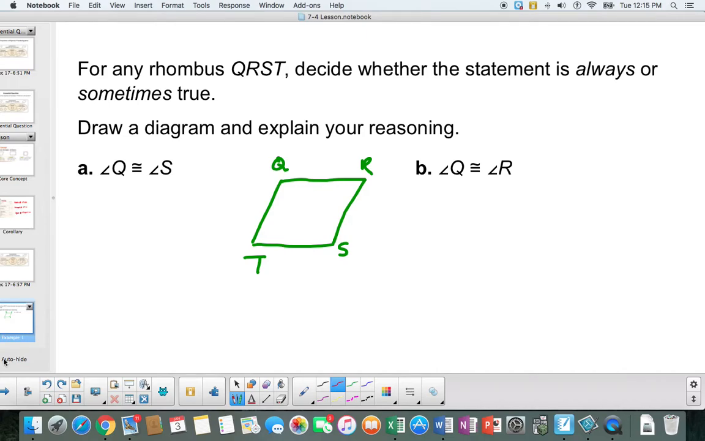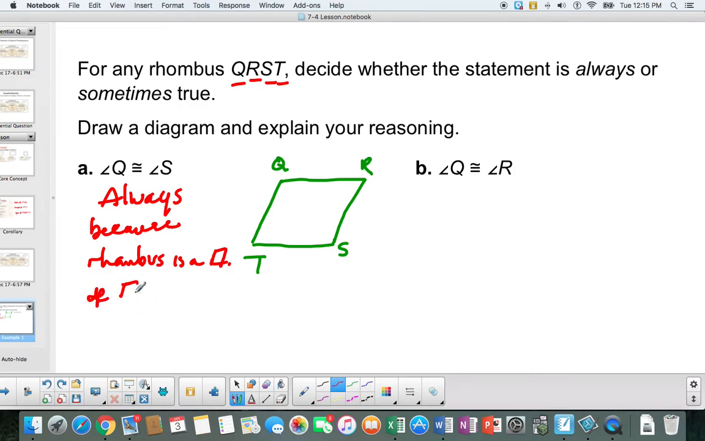Let's go ahead and try a problem. We want to decide for this rhombus, Q, R, S, T, and it must be in this letter order. You can go clockwise or counterclockwise. We want to determine whether this statement is always or sometimes true. Now they want us to decide if angle Q is congruent to angle S, and the answer is always. And it's because a rhombus is a parallelogram. And if you have a parallelogram, then opposite angles are congruent.